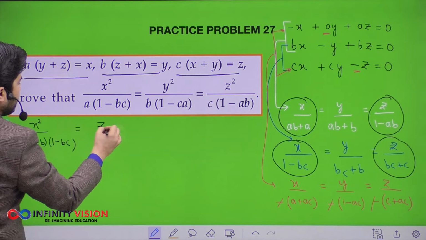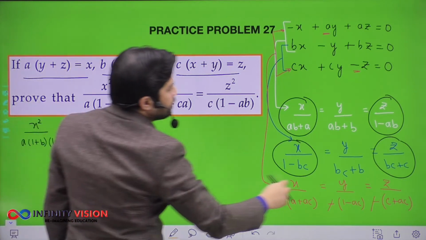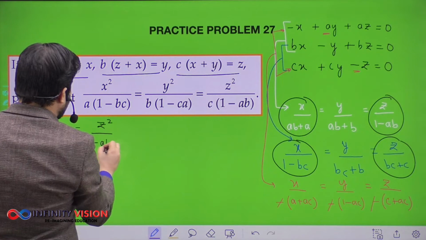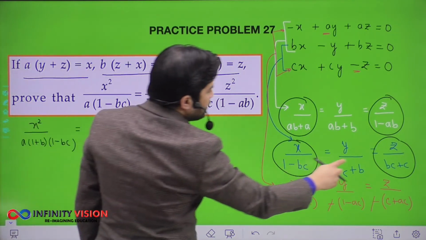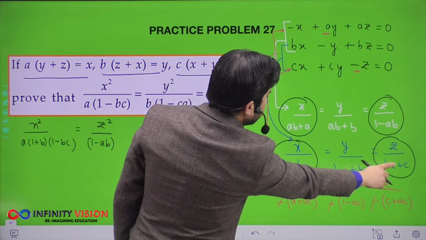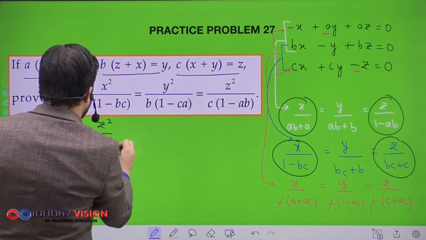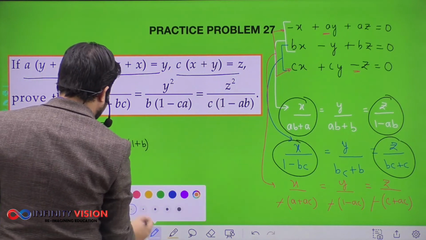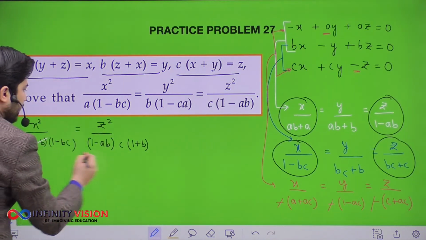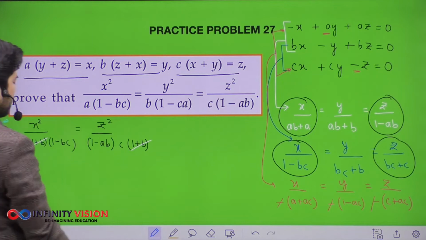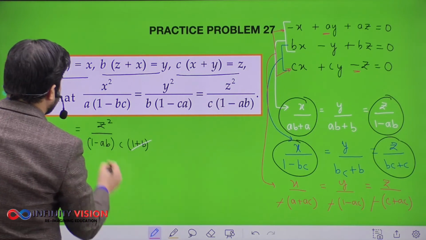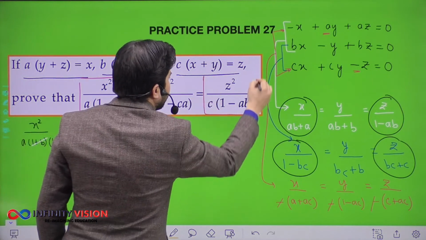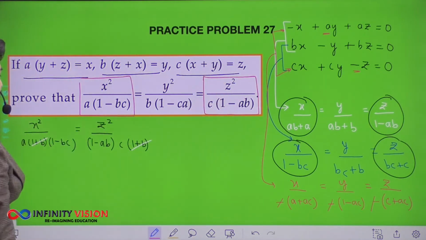and below z I'll get z into z, that is z square, 1 minus ab, that's okay, and then the second guy is going to be c common and then 1 plus b. What you notice is that 1 plus b and 1 plus b would be cancelled, and now you can say that this ratio is equal to this ratio. So we have done the half part of the problem.